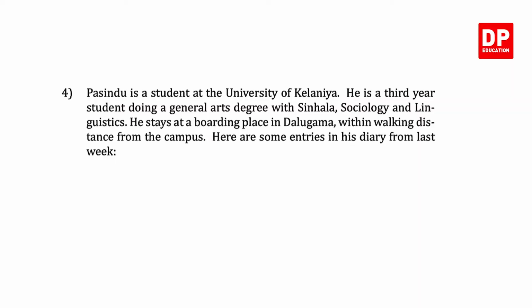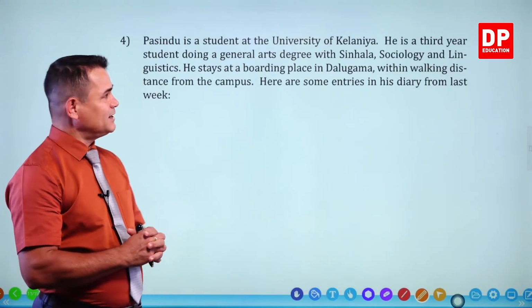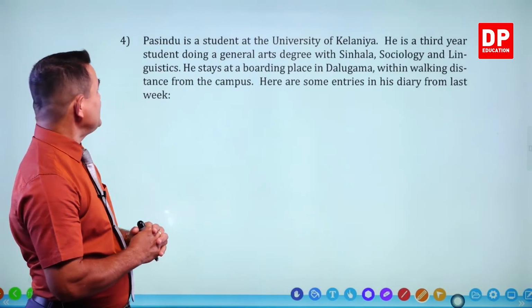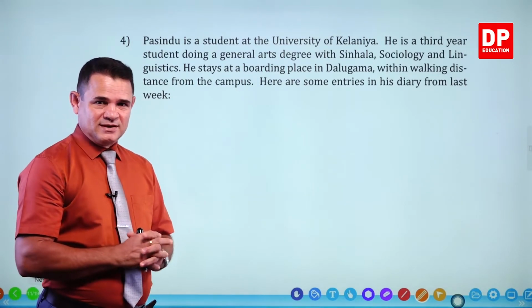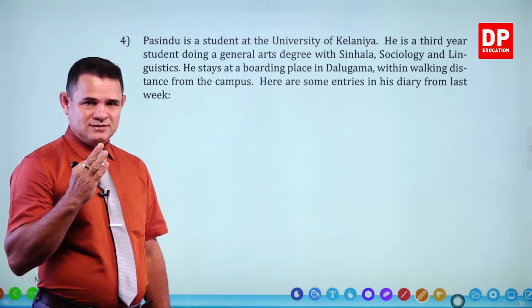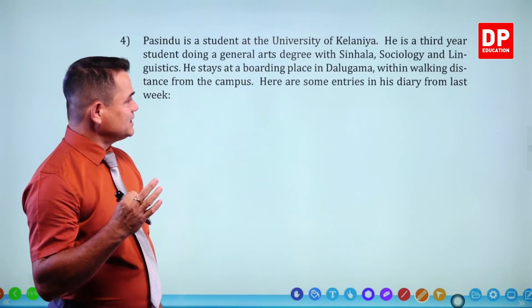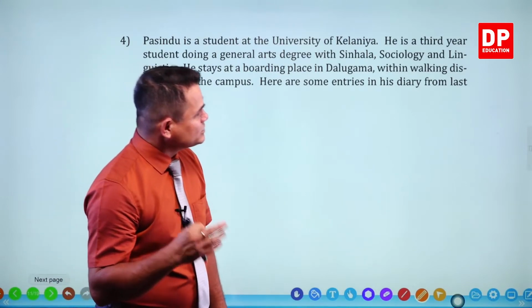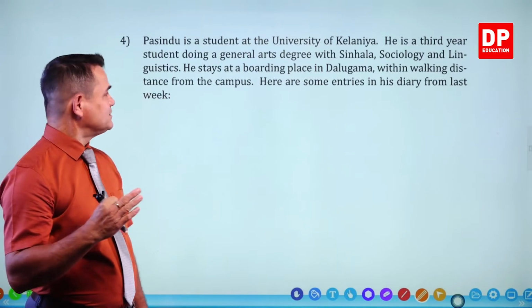And the next one. Rasindu is a student at the University of Kalaniya. He is a third year student doing a general arts degree. He is a third year student. He is doing a general degree with Sinhala, sociology and linguistics. So these are the subjects that he learns.